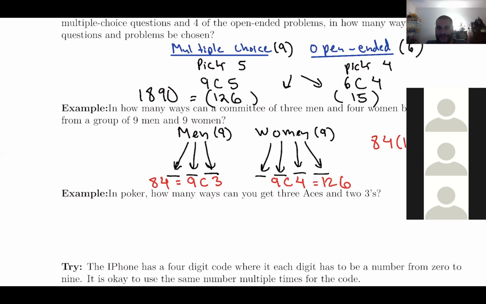Somebody already gave me the answer. Let me double check it. Cool, good job, Stephanie. So you get 10,584. All right, so those are how many different ways we could make a committee of 7 people, where we have 3 men and 4 women. Any question in regard to the last problem?